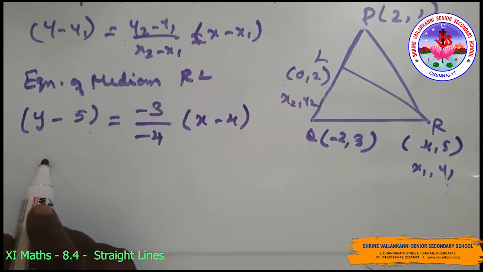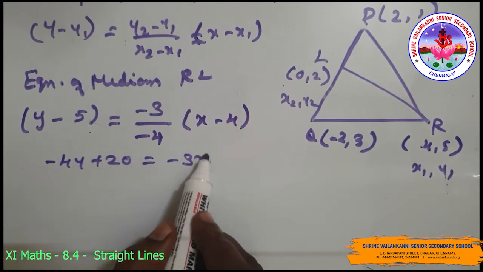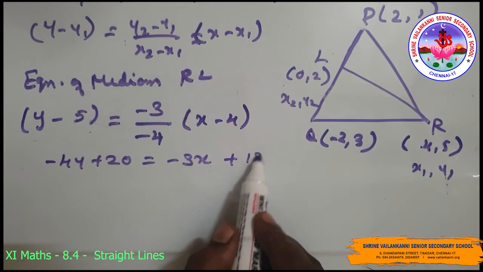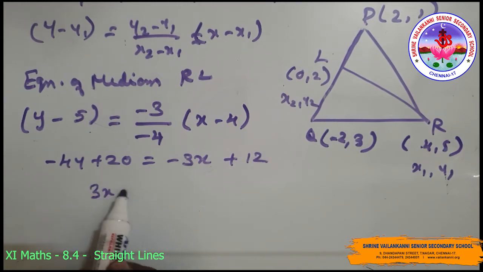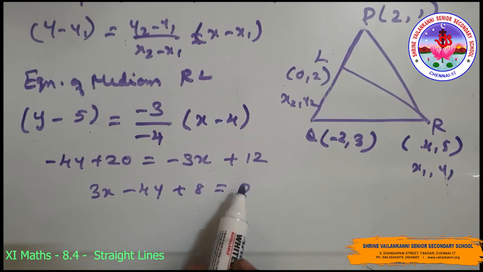So simplifying this, minus 4y plus 20 is equal to minus 3x plus 12. So we get 3x minus 4y plus 8 equal to 0. Thus the required equation of the median through vertex R is 3x minus 4y plus 8 equal to 0.